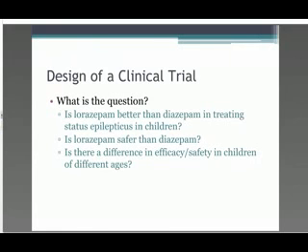So FDA had this question, and the question was, is lorazepam better than diazepam in treating status epilepticus in children? Is lorazepam safer than diazepam? Is there a difference in efficacy and safety in children of different ages?